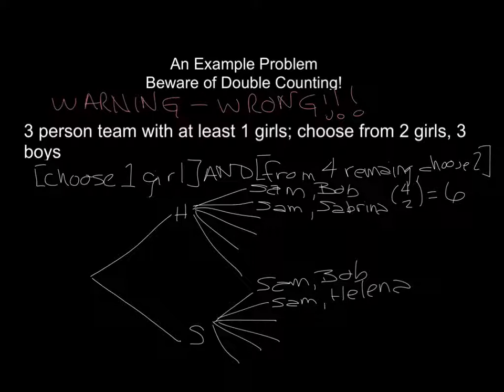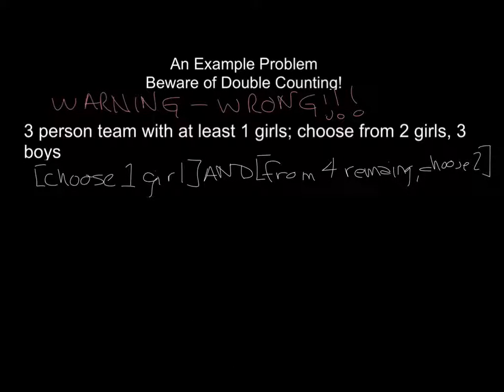So when we count how many possible teams we have: 1, 2, 3, 4, 5, 6, 7, 8, 9, 10, 11, 12. We already know we're in trouble because the maximum number of teams we could have was 10, right? If there were no restrictions, there are 5 choose 3, or 10 possible teams. The reason we have too many is because of this double counting. One of the big hints that you might be double counting is in this step over here.